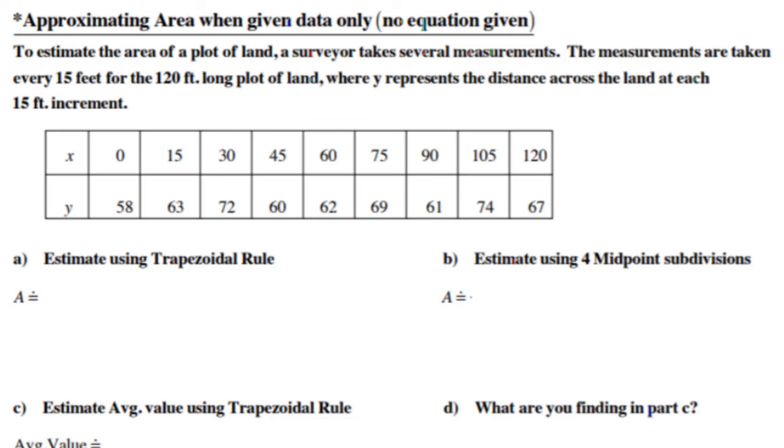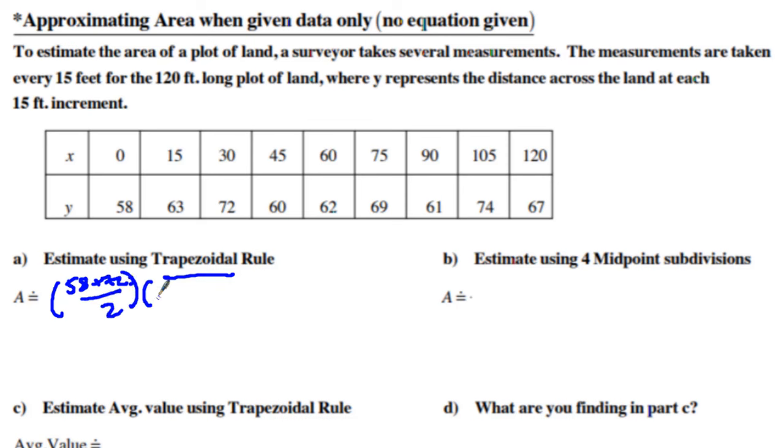Okay. Sometimes they want you to find the area, approximating the area with left-handed, right-handed, trapezoidal, midpoint, and they give you a table of data. And so here we're going to take a look at the trapezoidal rule. Remember the trapezoidal rule? We're going to take this first point, this 58, this next point, this 72. We add those up and divide by 2. So you have 58 plus 72, divide by 2.